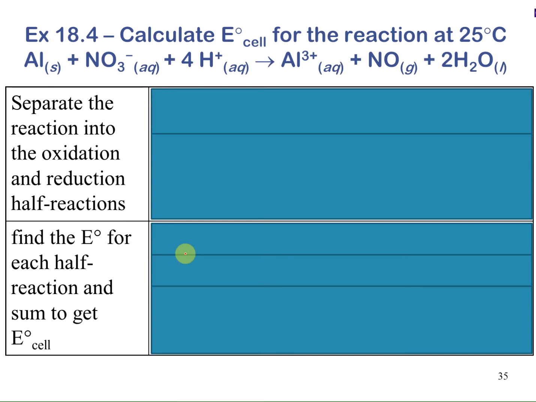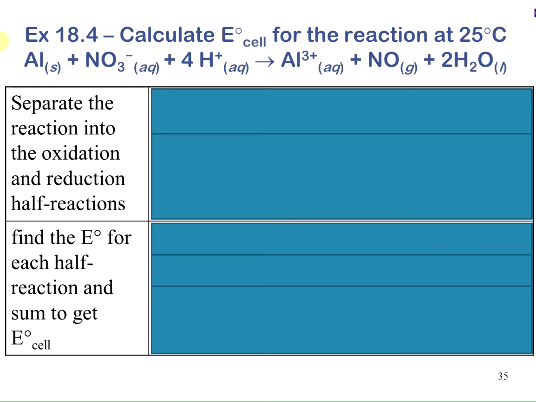So let's try some problems. We want to calculate the cell potential for a reaction at 25 degrees C where we have aluminum and nitrate and an acid making aluminum 3+ ions, NO gas, and 2 waters. The first thing we have to do if we're going to calculate the cell potential is divide everything up into the oxidation and reduction half reactions.